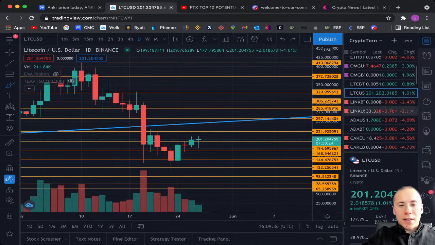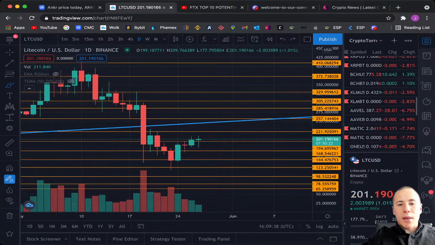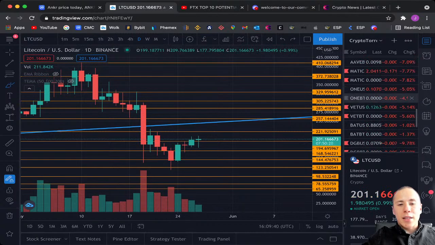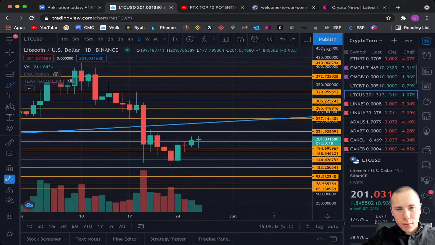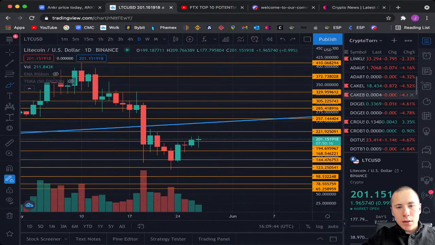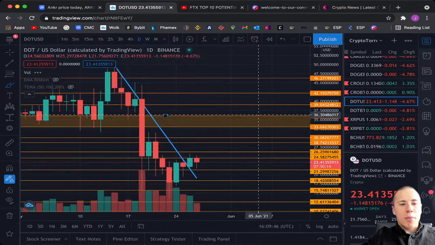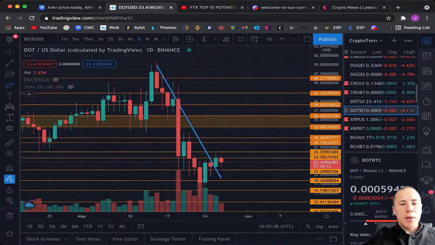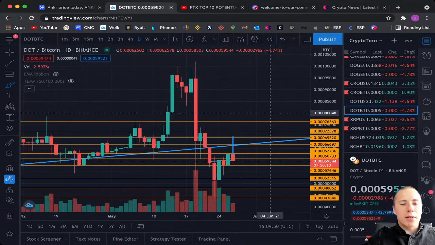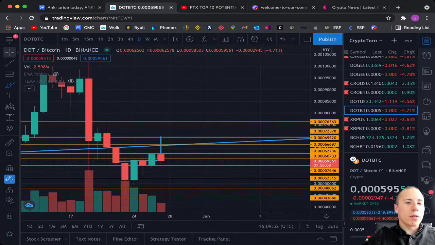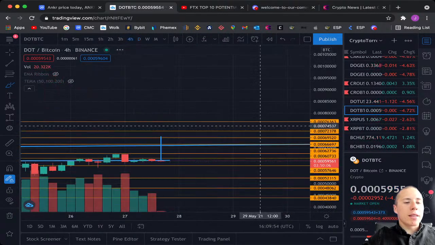Let's take a look at Polkadot, as Nike Ninja requested. And here we are, Polkadot compared to the US dollar, but I will be starting by taking a look at the Polkadot compared to Bitcoin chart on the 4-hourly time frame.